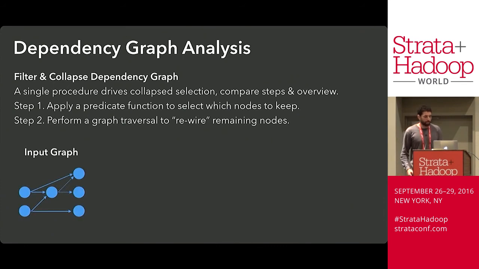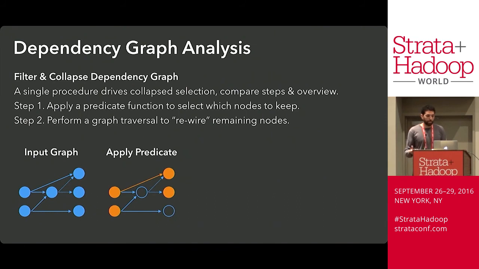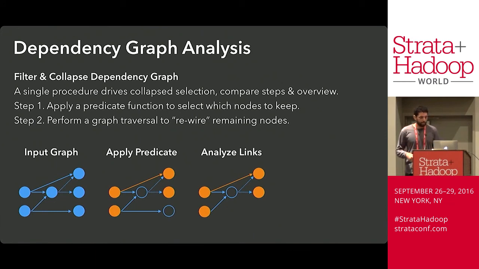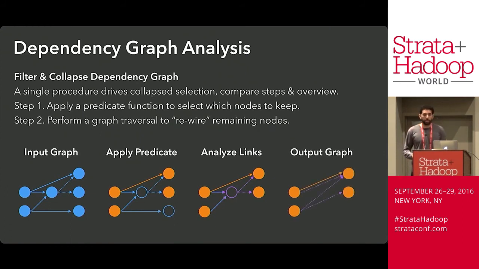To make this a little bit more clear, if you have an input graph and you want to remove some nodes, we can apply a predicate. Now we see two of the nodes are going to disappear. We then need to analyze the links or reroute those links so that all of the dependencies still stay intact, even though some of the intermediate nodes are gone. And then we can produce an output graph. So it's a very simple procedure, but it can actually drive a ton of different interactions and ways of viewing those dependencies.